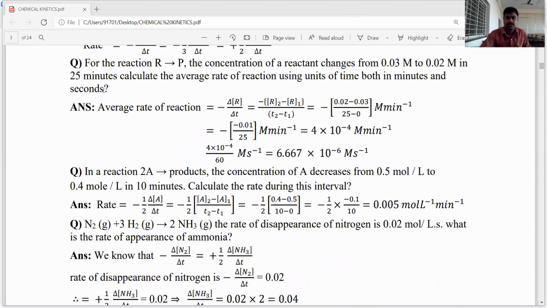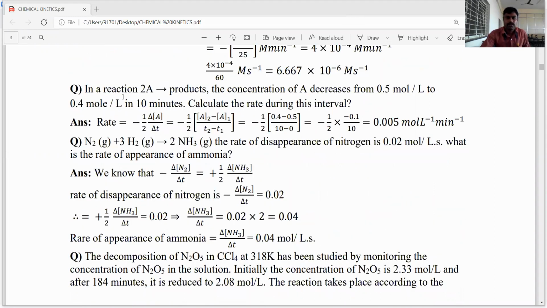Another model question. In a chemical reaction, 2A is converted into products. The concentration of A changes from 0.5 to 0.4 mole per liter in a 10 minute duration. We have to calculate the average rate of the reaction.